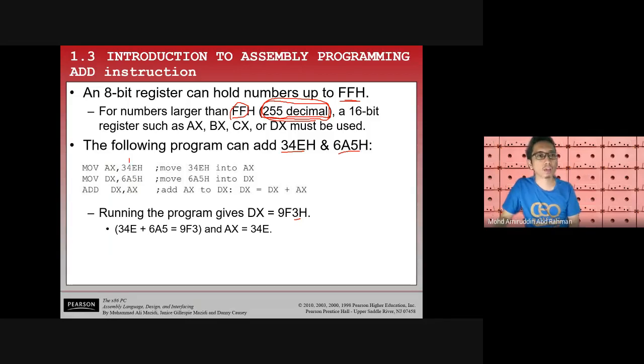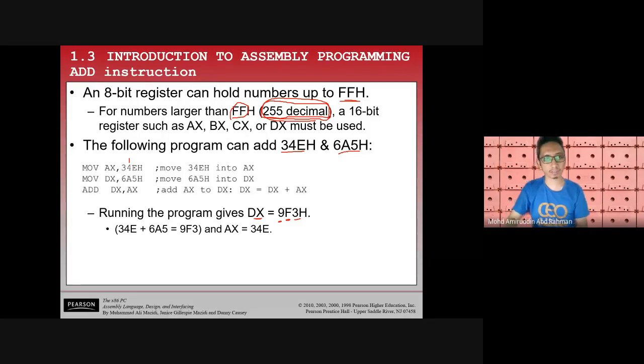So now we have A plus 4. How much is A? So 9, 10. 4, so it will be 15. 15 is F. And then lastly 6 plus 3 will be 9. So that's how you get the DX. So the AX will still remain as 34E.